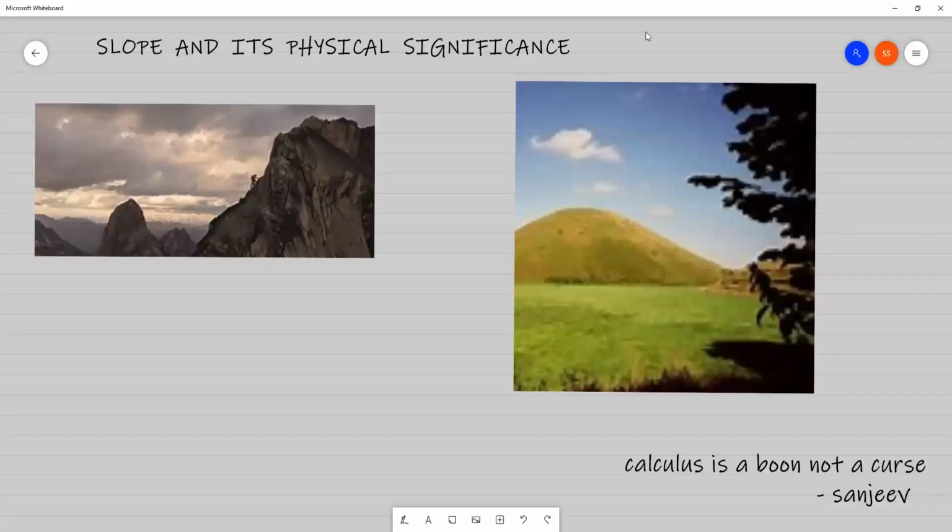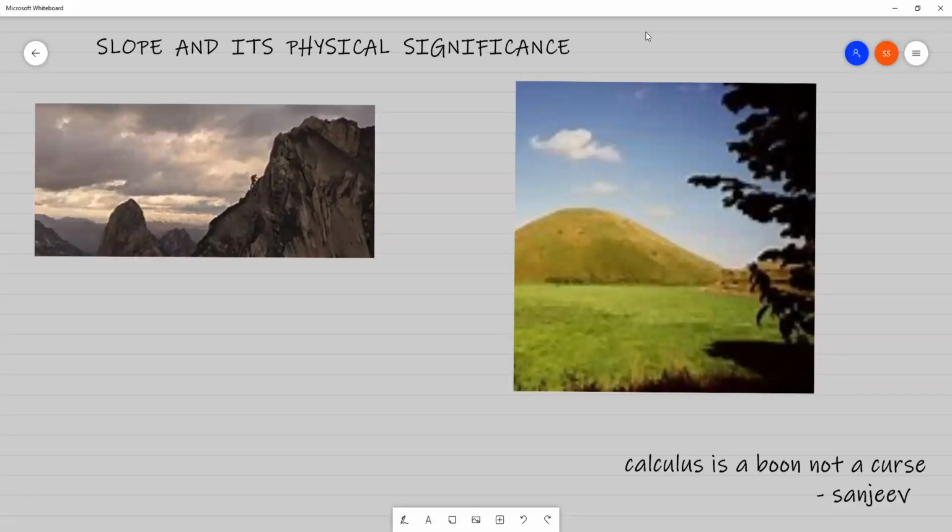Hi dear students, in this lecture we are going to see a basic mathematics concept which has a very strong impact on learning physics and some parts of chemistry also. We are going to learn a basic concept called slope. You would have come across this word slope.